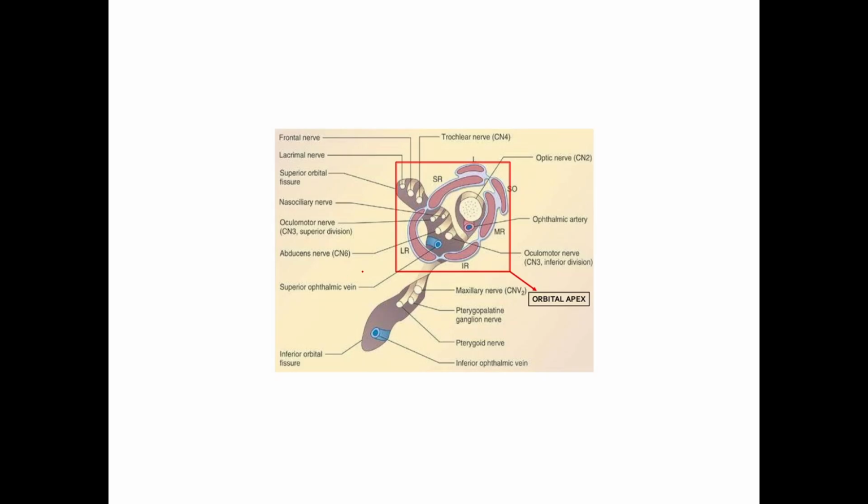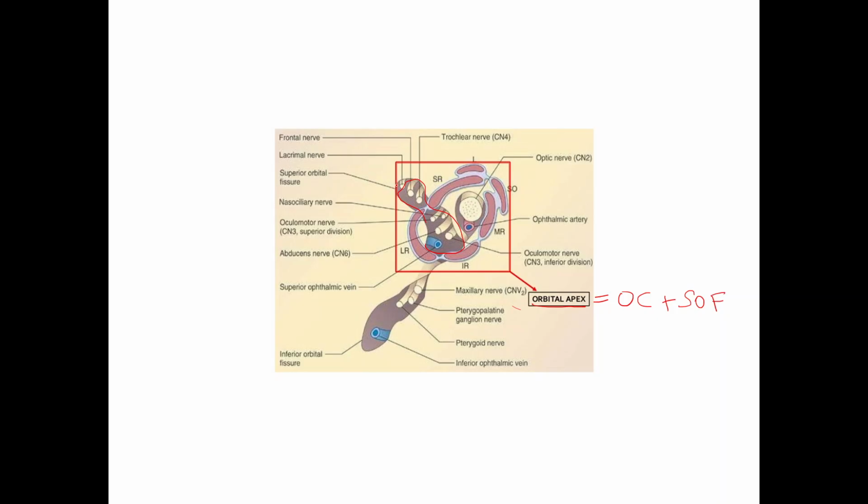So this is a picture of the orbital apex, the one within the red box here. This is the inferior orbital fissure. This part is the superior orbital fissure. Together with the optic canal, this whole box represents the orbital apex. So orbital apex is equal to optic canal plus superior orbital fissure.